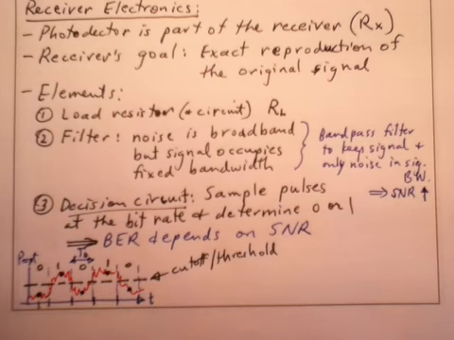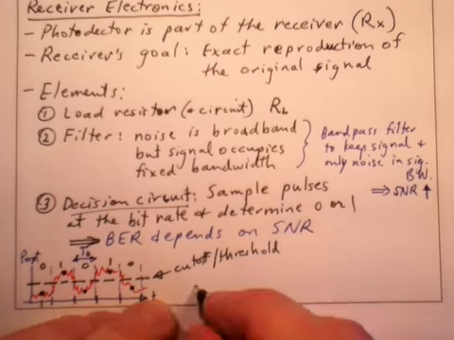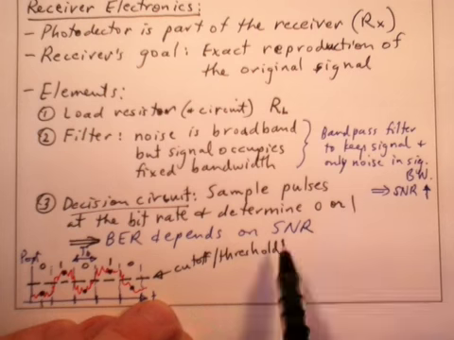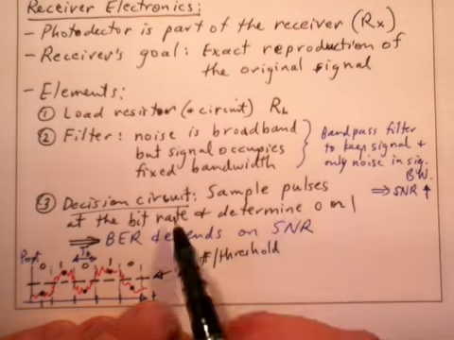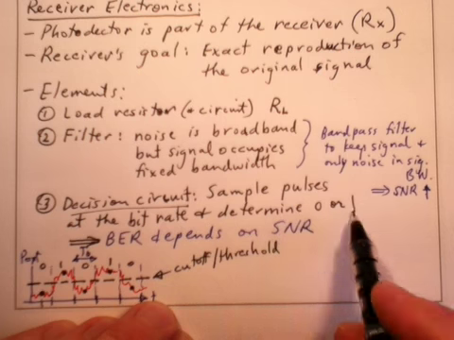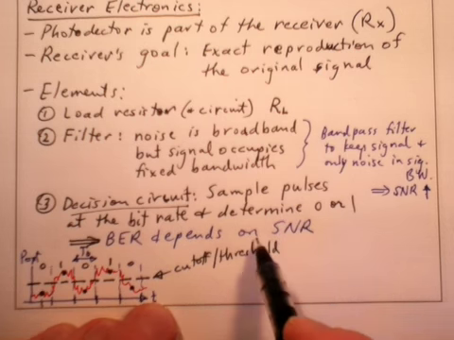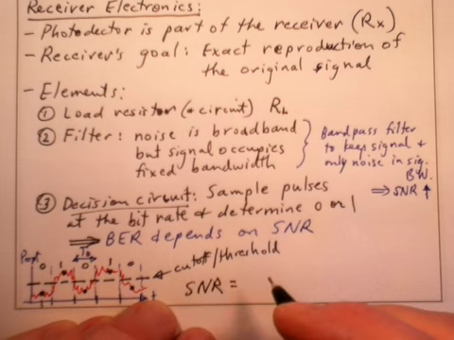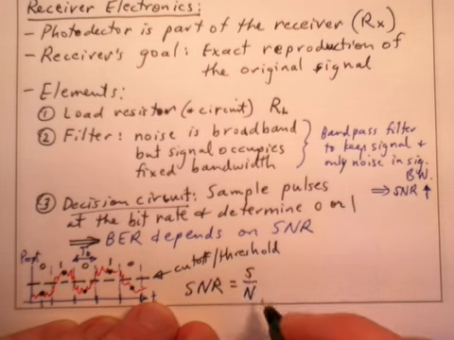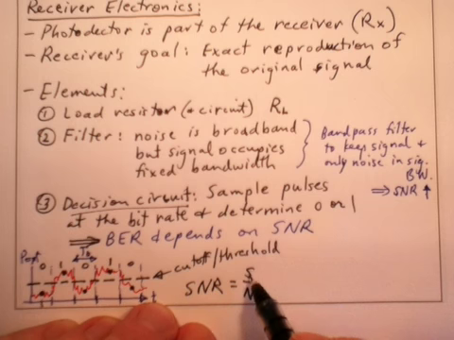What we're interested in then is the signal-to-noise ratio. So we're going to sample the pulses, and we're going to try to determine a 0 from a 1. And it turns out the bit error rate depends on the signal-to-noise ratio. The signal-to-noise ratio is defined as S divided by N. Sometimes we use P for both powers, but I'm going to use S for signal power and N for noise power.